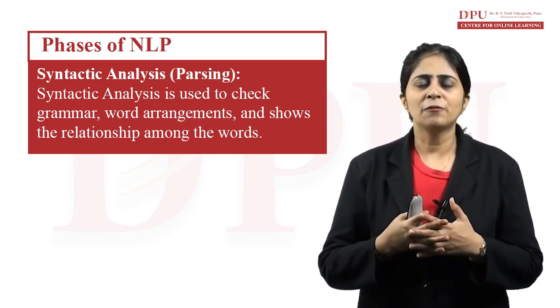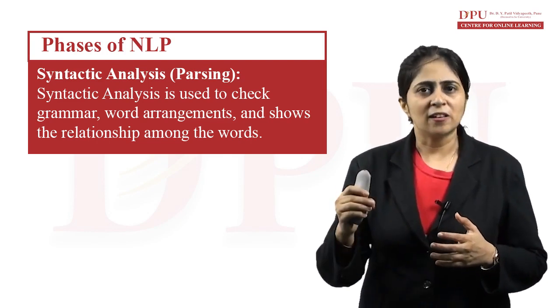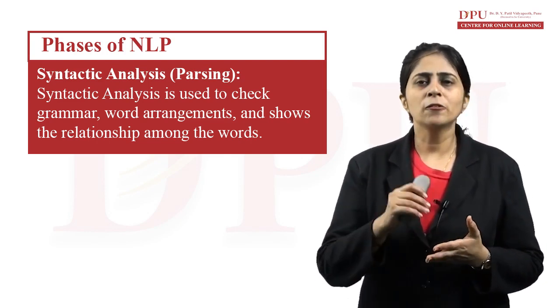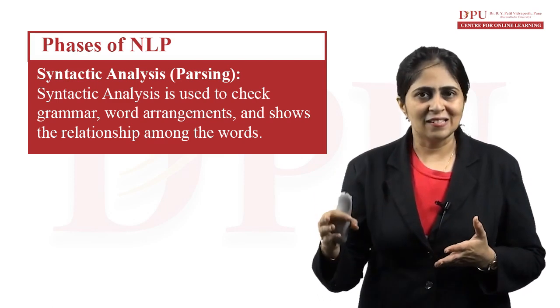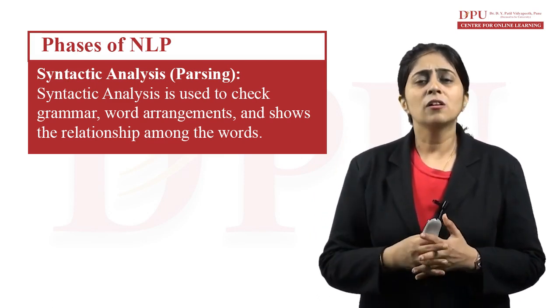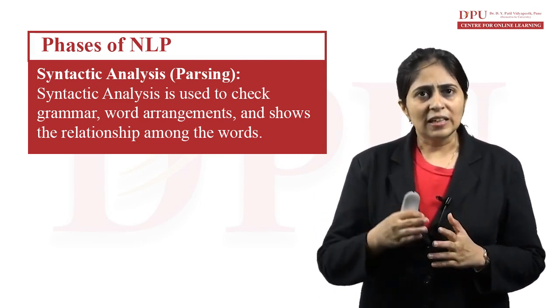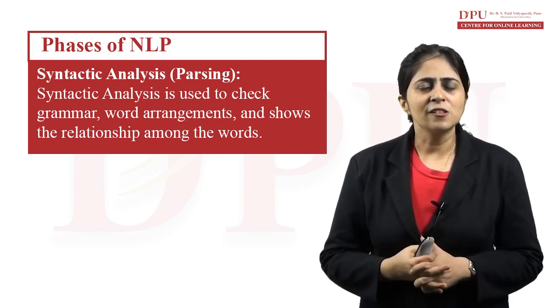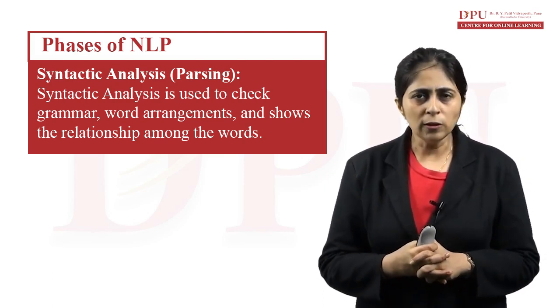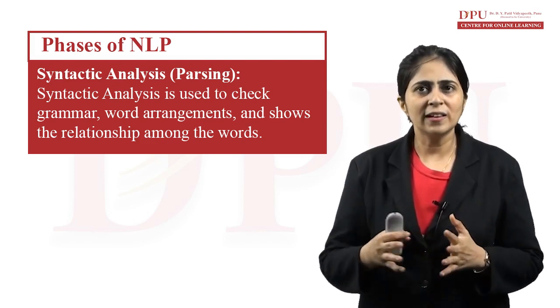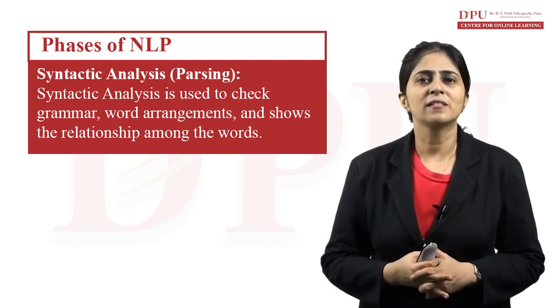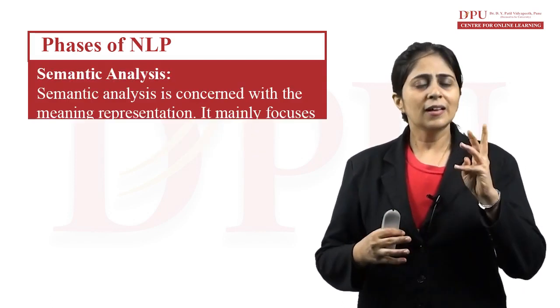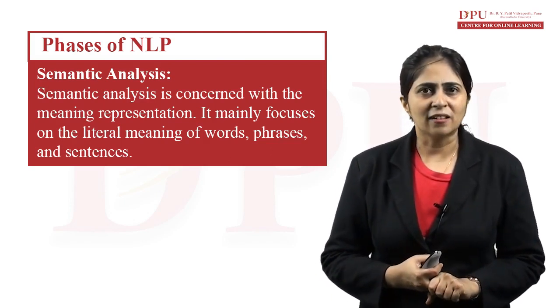So syntactic analysis is used to check the grammar, the word arrangement and show the relationship among the words. That means if you're saying Jay is playing, that will be considered correct. But if you're saying Jay is plays, that is a wrong syntax. So there, our syntactic analysis phase plays the most important role to check the grammar, the word arrangement and the relationship among the words.